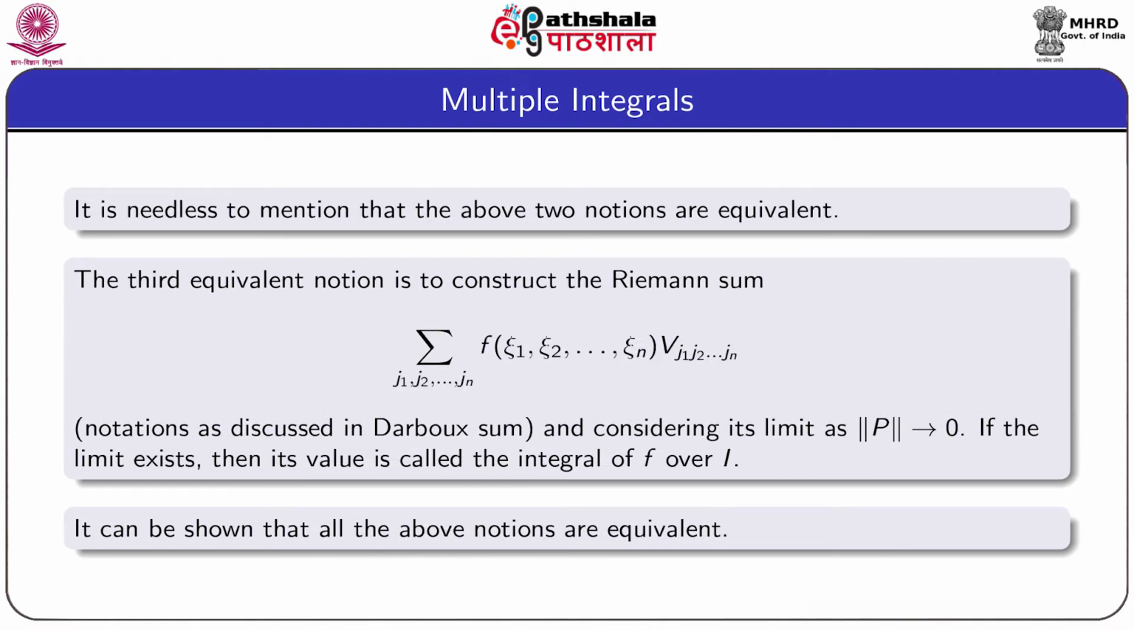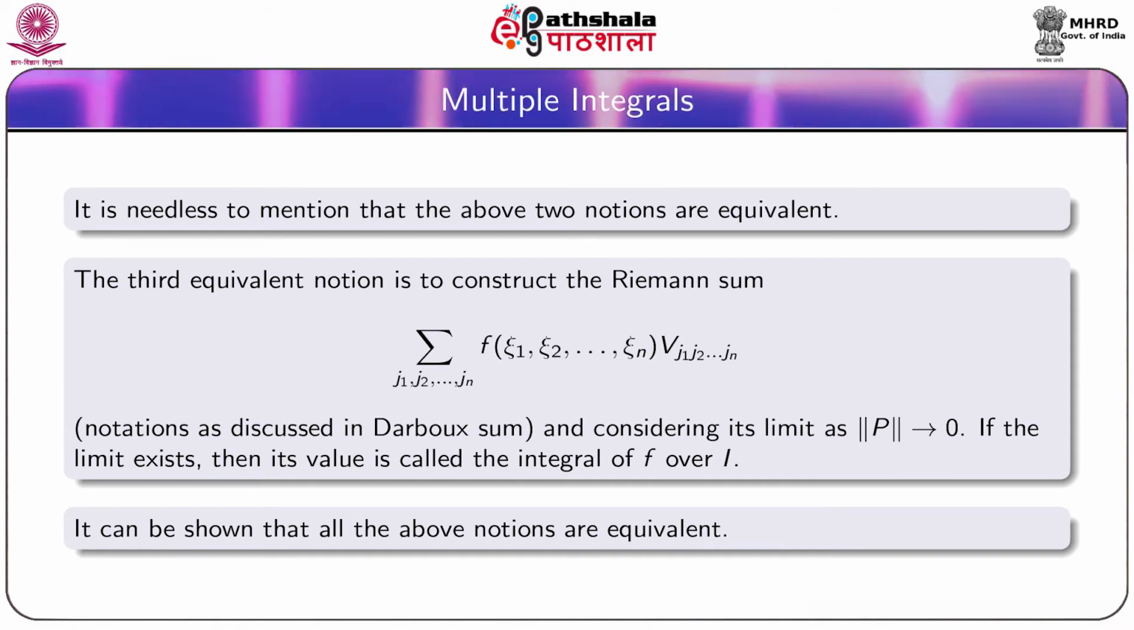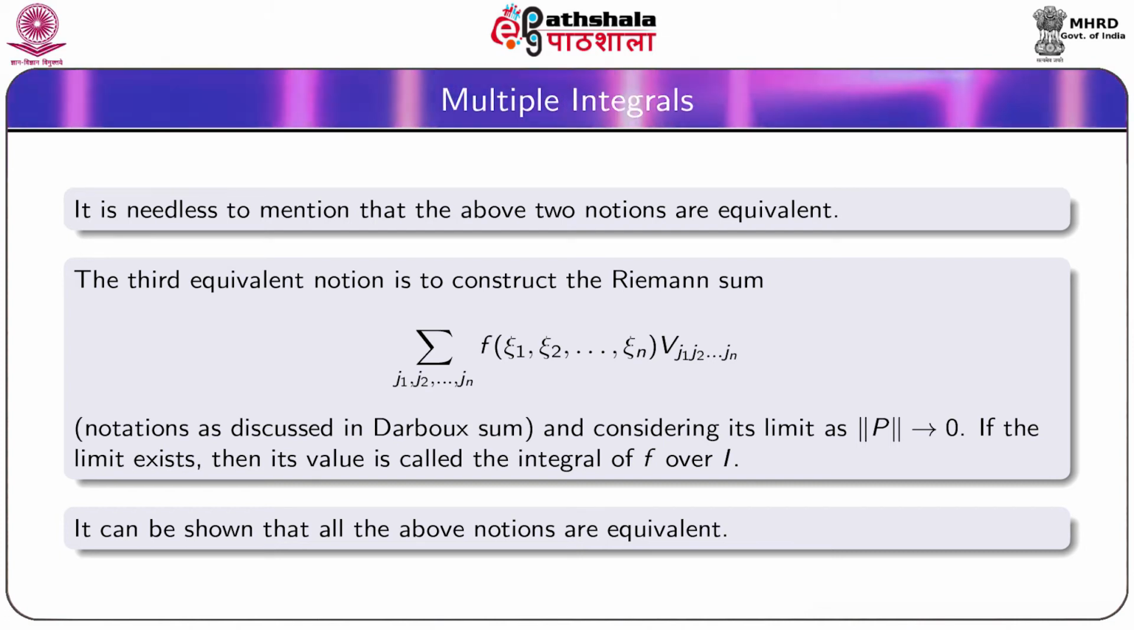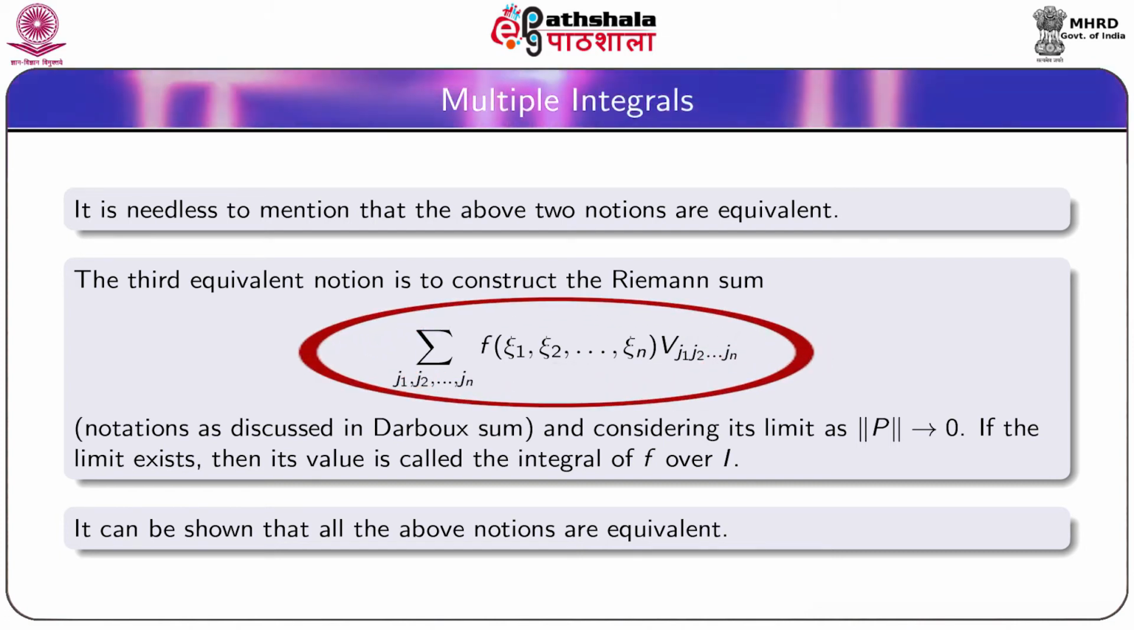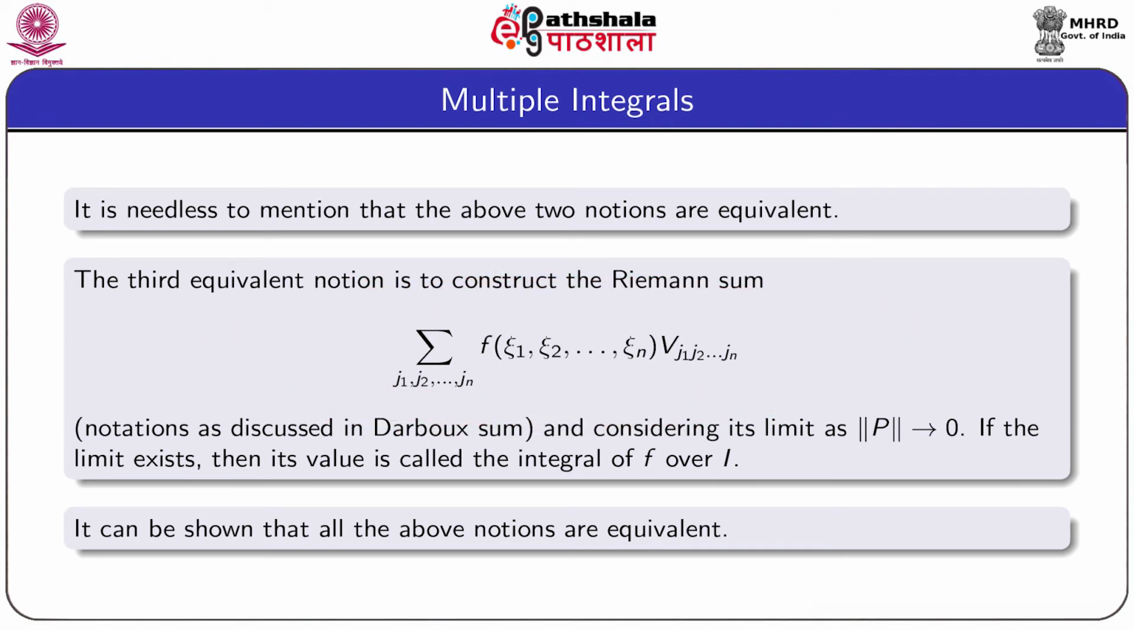It is needless to mention that the above two notions are equivalent. If we assume one of them, we can deduce the other. The third equivalent notion is to construct the Riemann sum, summation of f at the point (j1, j2, ..., jn) multiplied by v(j1, j2, ..., jn).